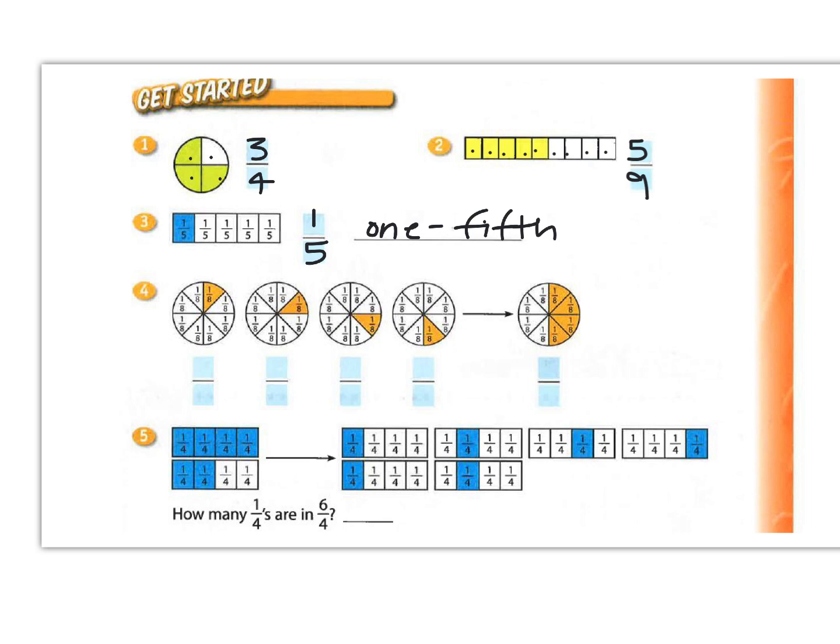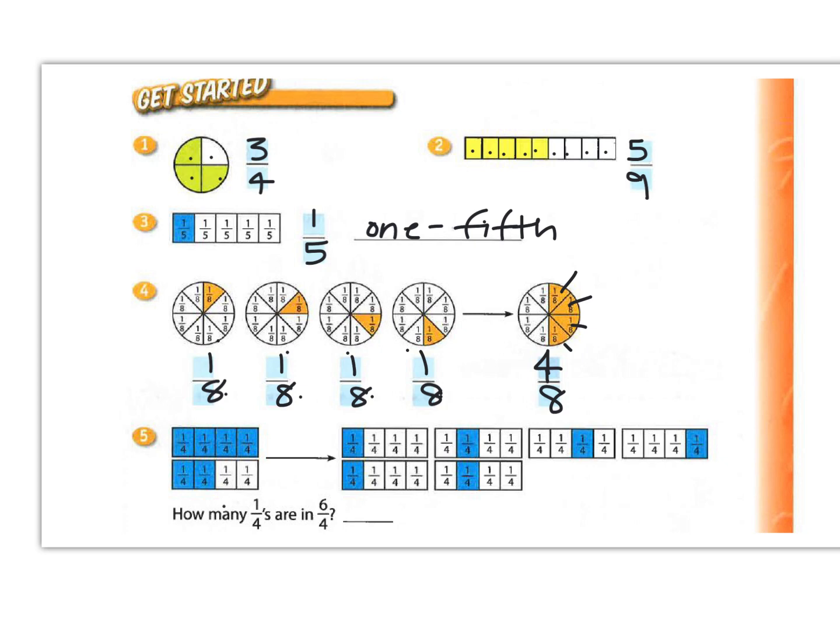Here we have unit fractions shaded in for each of these circles. So we have 1/8 and 1/8 and 1/8 and 1/8. And when we combine them, we get 1, 2, 3, 4, so that would equal 4/8.